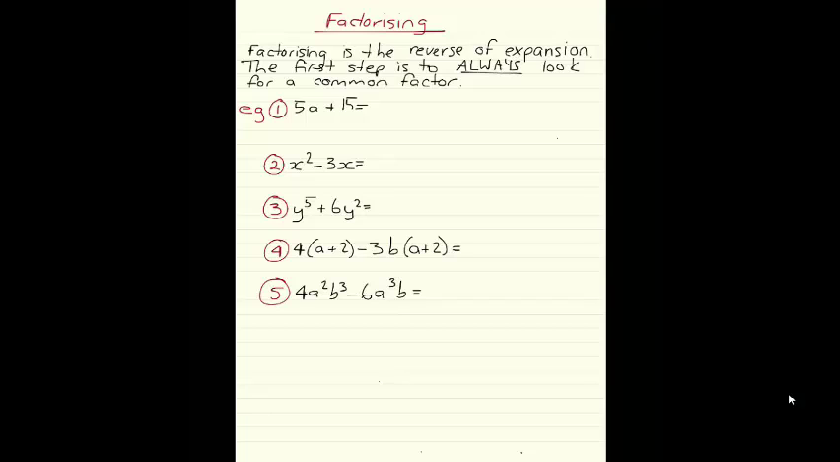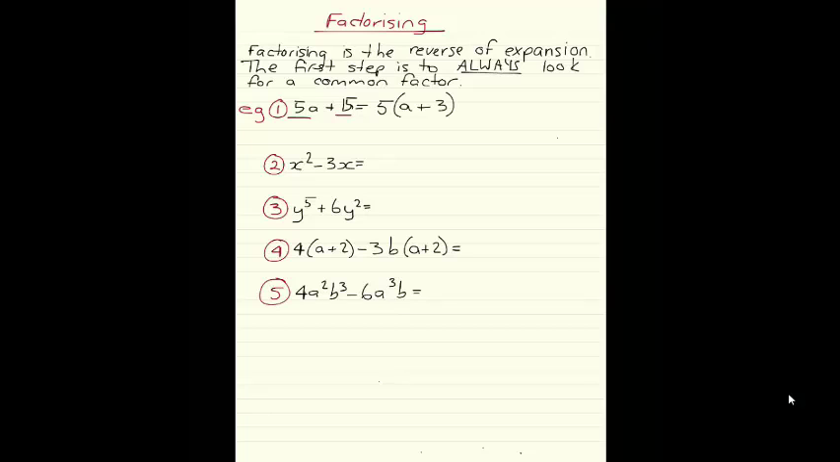So if you are given an expression 5a plus 15, you say, well, what's a common factor? Common to both 5a and to 15 is the number 5. So we take the 5 out. 5a divided by 5 leaves me with a. 15 divided by 5 leaves me with 3.